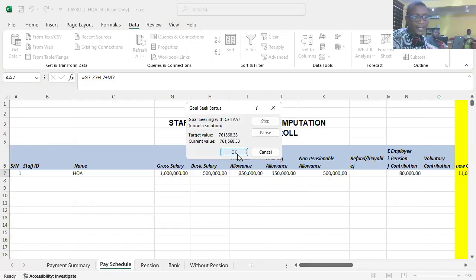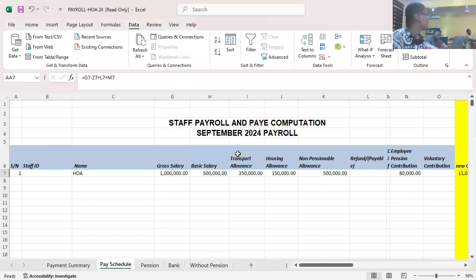Once you click OK, what do you see there? It's 1 million naira. It takes you from net pay back to the gross salary. And that is what I just wanted to explain within a short period. Any question? Are we all good to go with that?